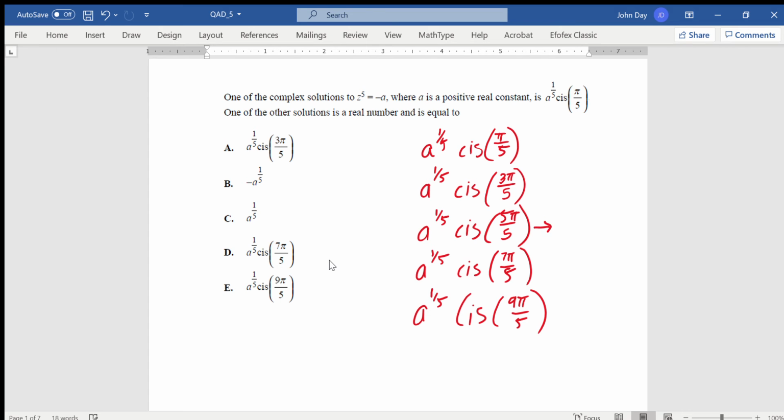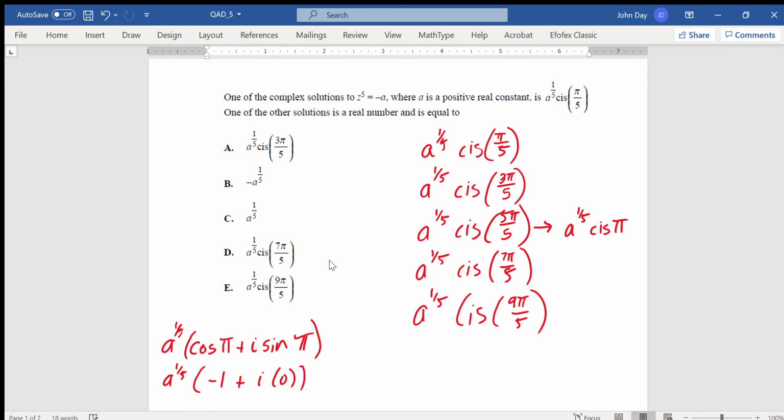So this one here is saying a to the 5th cis pi. Now cis pi lands on the real axis, and that's because cis is cos pi plus i sine pi, right? So a to the 5th times that is a to the 5th times negative 1 plus i times 0, because sine pi is 0. So it's just negative a to the 5th. I mean, you could have seen that because that's an argument of pi around there. So B is the correct answer.